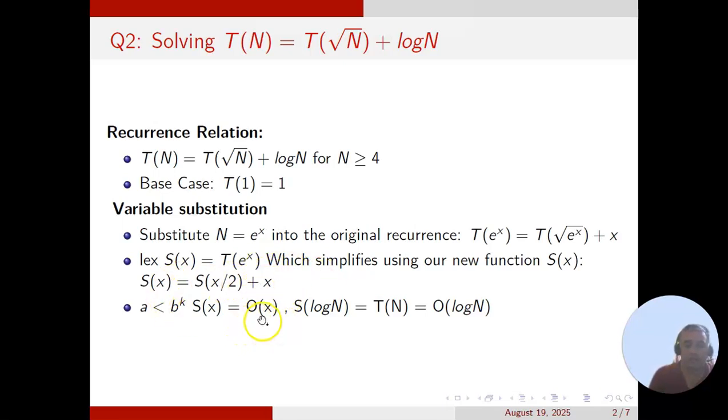Now if we take S(log n), then we'll get T(e^(log n)), and e will cancel out, then we'll get T(n). T(n) is, as we know that S(x) is order of x, S(log n) is order of log n. The answer is order of log n.